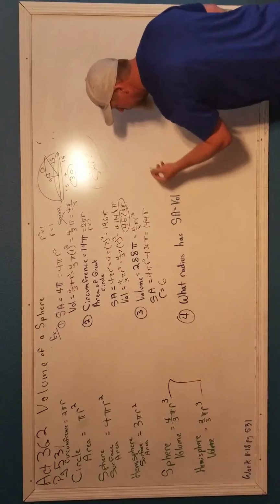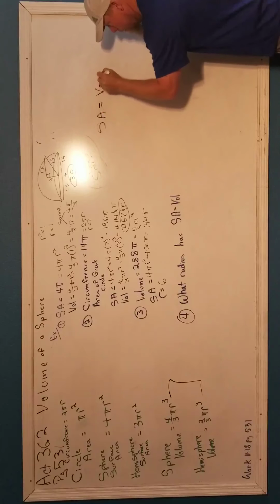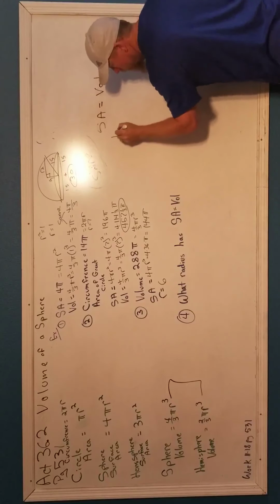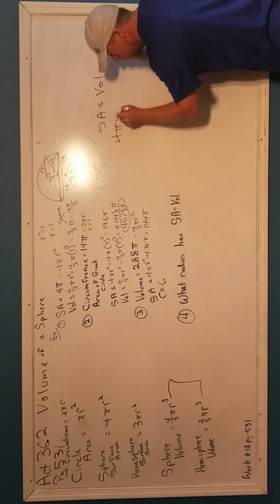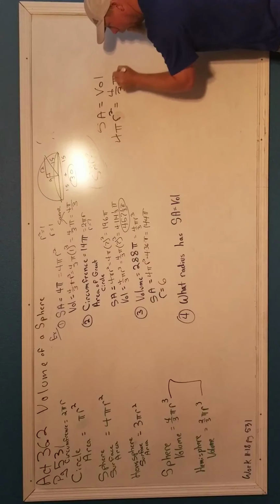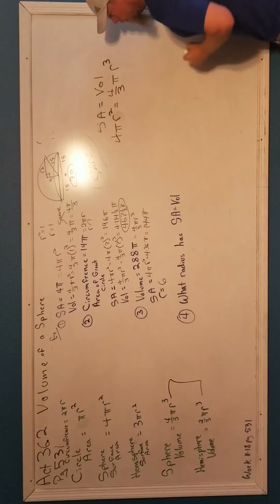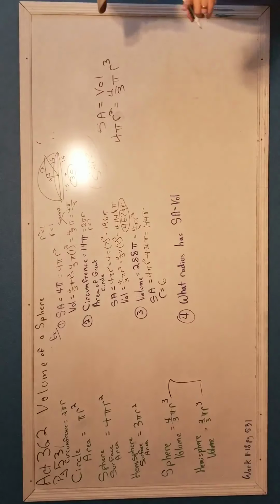We're going to use this formula, so I'll write this one: surface area equal to volume. The surface area formula is 4 pi r squared, and that's going to equal 4 over 3 pi r to the third. Okay? What in the world do I do with this? Now here, I'm going to make it look really pretty for you. You're going to really like this.